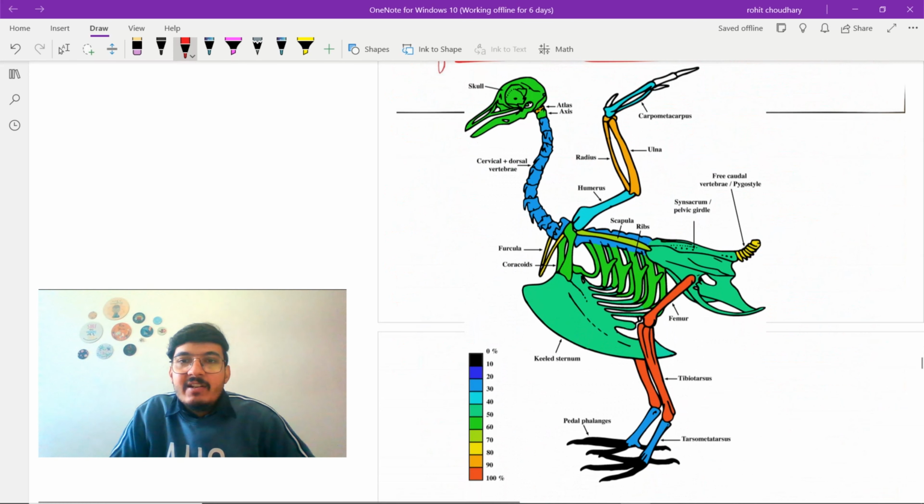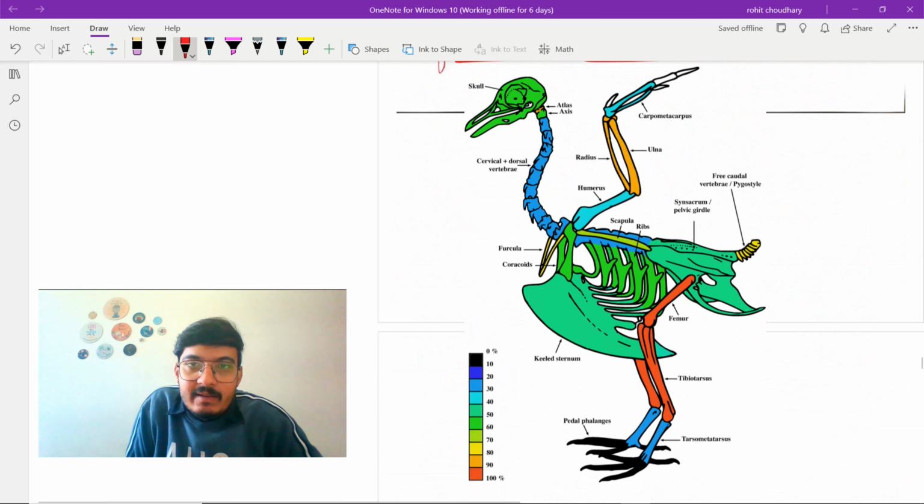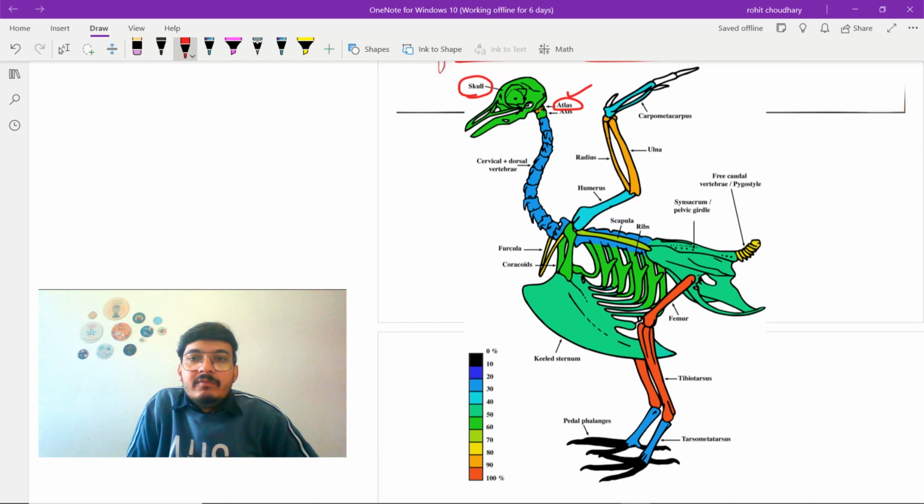So, this is the skeleton of the bird. As we can see, here is the skull, and this is the first vertebra, that is the atlas, which is connected to the occipital condyle. The furcula, also known as the wishbone or V-shaped bone, is formed by the fusion of the clavicle and interclavicle, and it acts as a spring between the two pectoral girdles. Here we can see the keeled sternum, and it helps in the attachment of flight muscles.